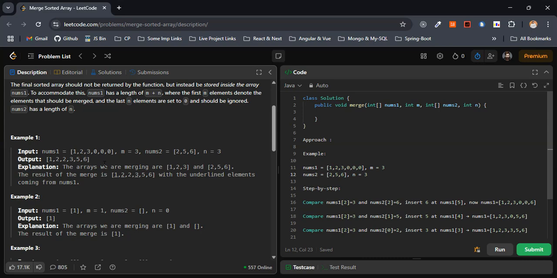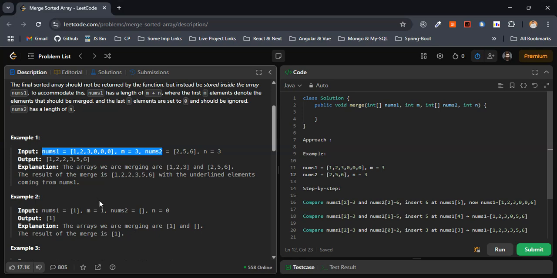Merge nums2 into nums1, keeping the final array sorted in non-decreasing order. So here we have to merge nums2 into nums1, keeping the final array sorted in non-decreasing order. We have to keep the final array in non-decreasing order. We also have to do this in place. That is nothing but modifying nums1 directly.